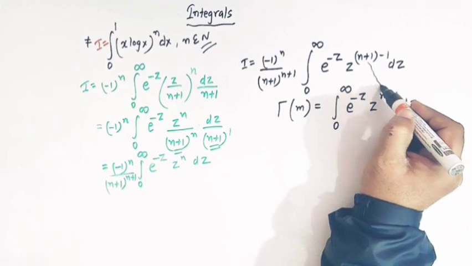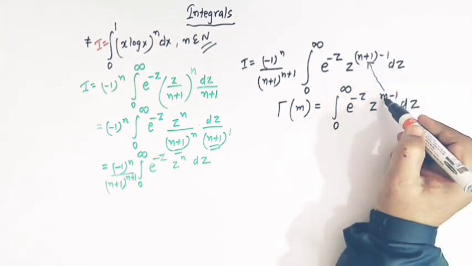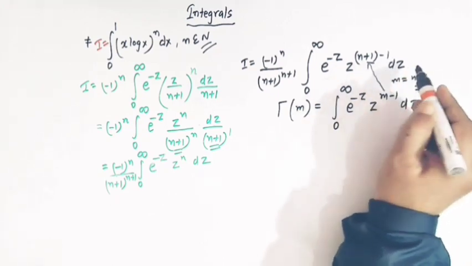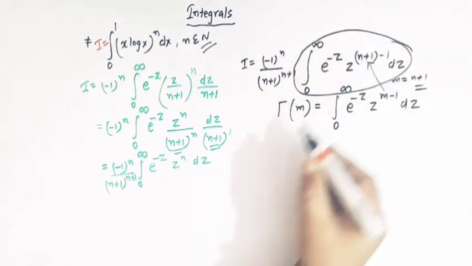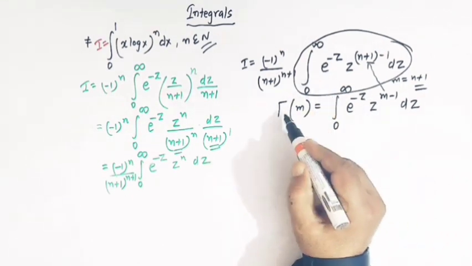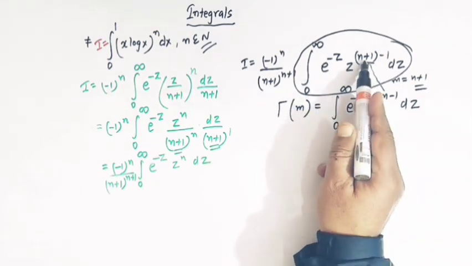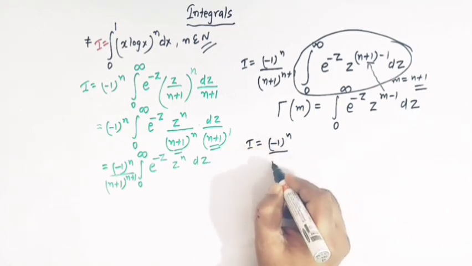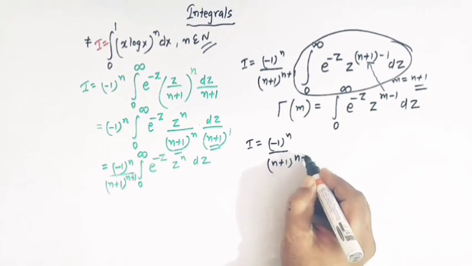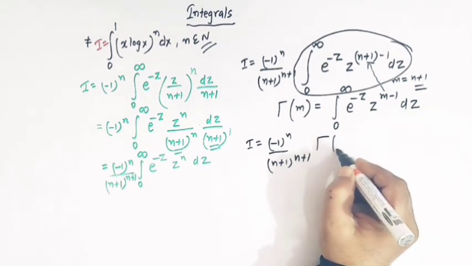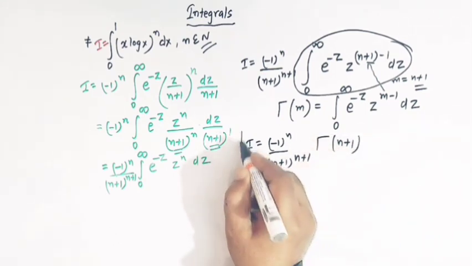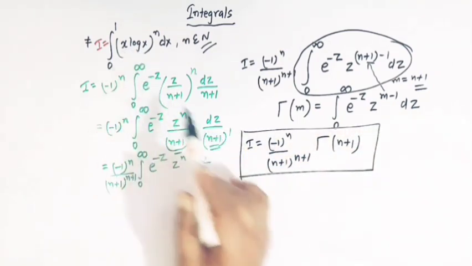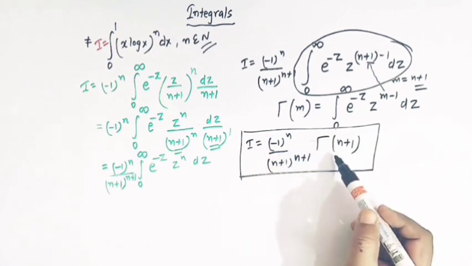So if we compare these two integrals, we can see that m can be replaced by n plus 1. This integral now takes the form gamma of n plus 1. So I can be written as minus 1 raised to n, times 1 over n plus 1 raised to n plus 1, and here we have gamma of n plus 1. So viewers, the value of this integral is given by this expression, right?